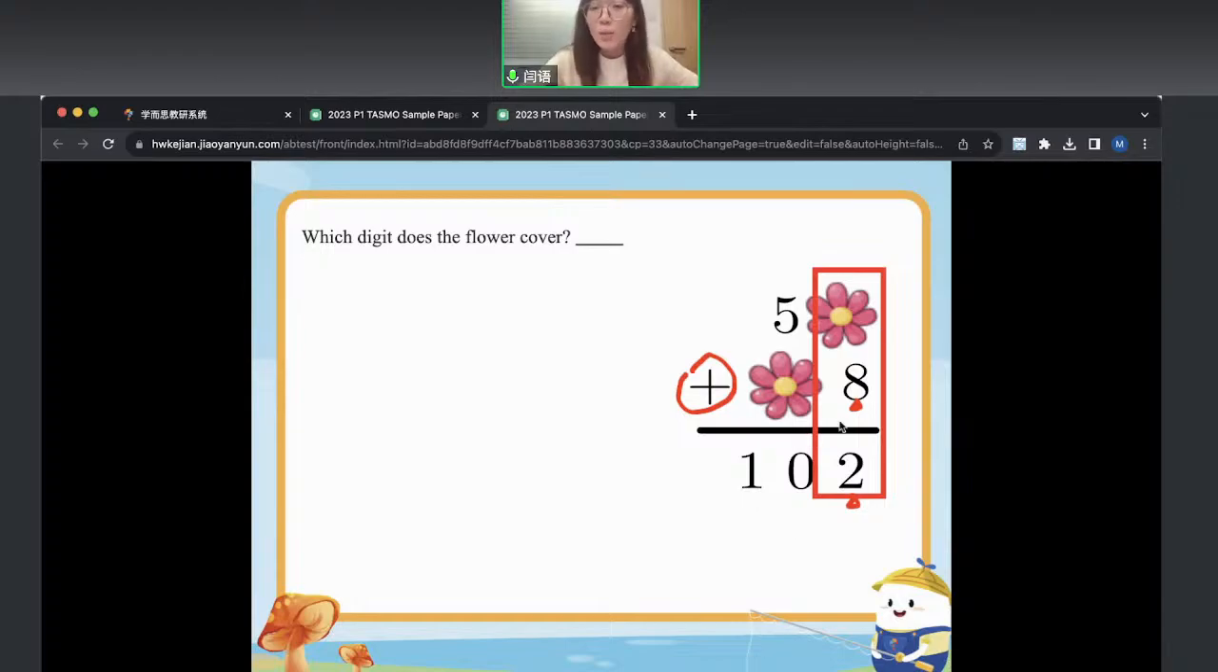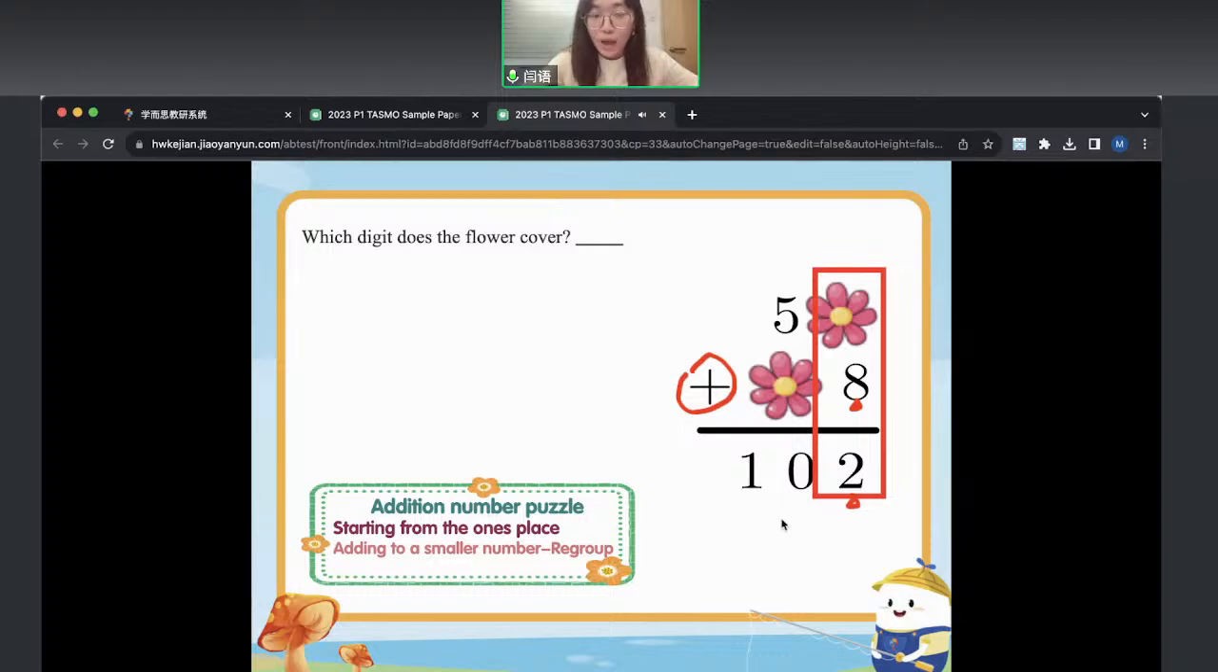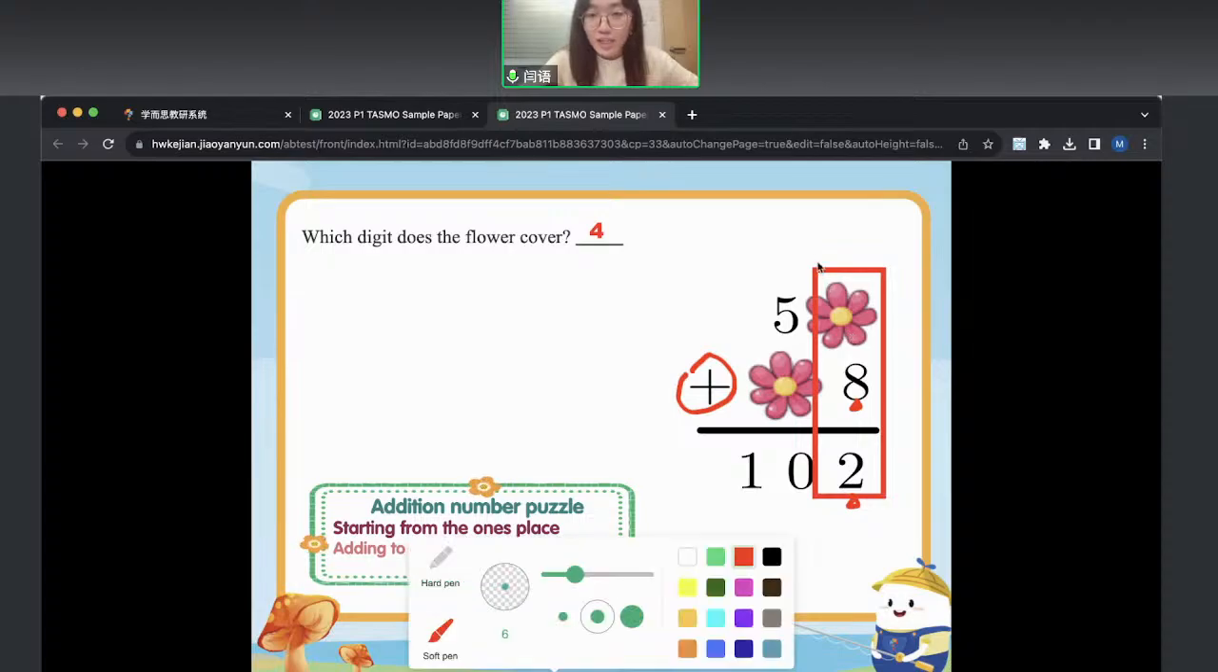So which number plus 8 equals to 12? So here we can get 4. Okay, and this is the tip. That is, when it comes to addition number puzzle, we start from the ones place. And do remember that as long as you see, you add to a smaller number, there must be regrouping. So it is not 2, it should be 12. And here actually there is a carryover.